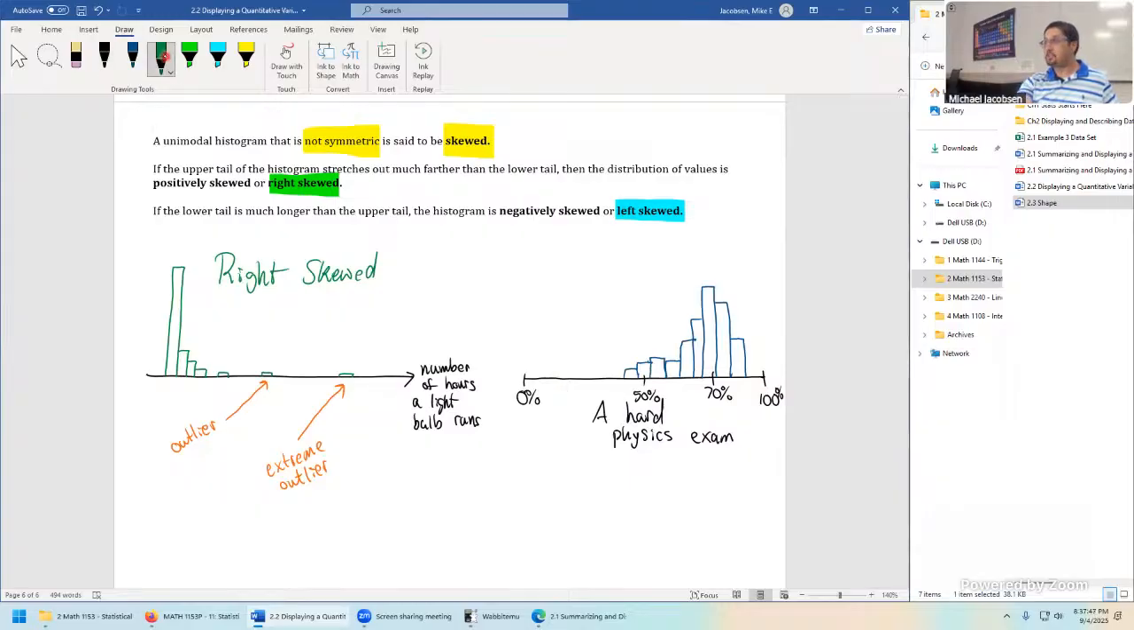So how do we identify right skew? Right skew means trailing off to the right. Where is the tail of the data? Or where is it trailing off? And left skew data just means right here, it's trailing off to the left. So that's what we mean by skew.